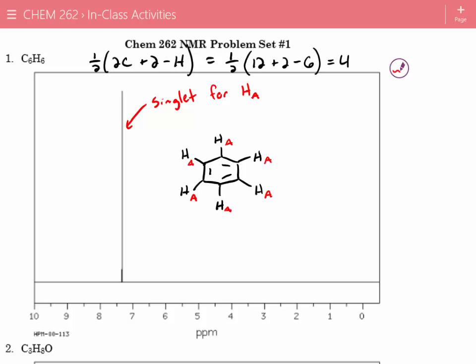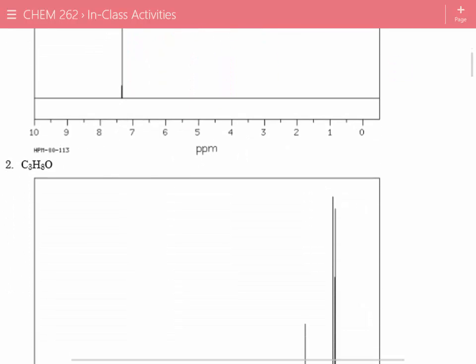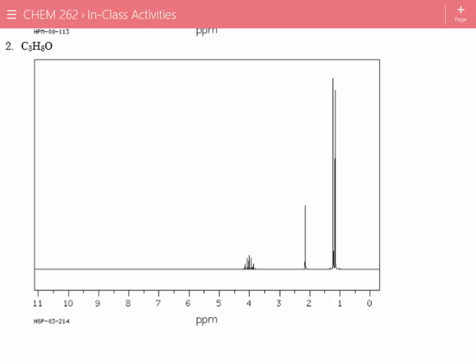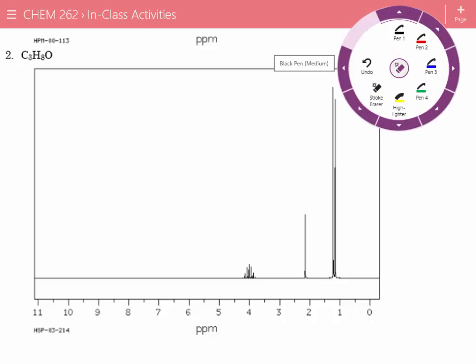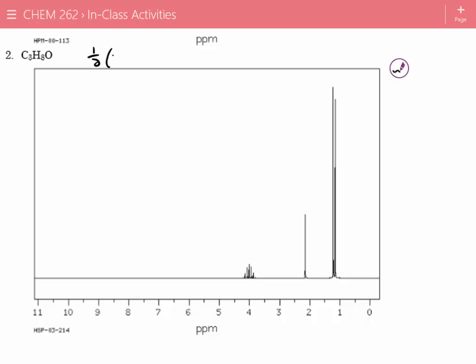So let's do one last one together. We've got C3H8O. So let's do the HDI again. We've got 1/2 times 2 times 3, which is 6 carbons, plus 2 minus 8, which means we've got an HDI of 0. So we've got a good clue that there are no rings and no pi bonds in this. All right, so now let's start analyzing the NMR.